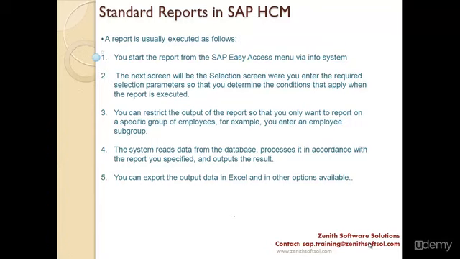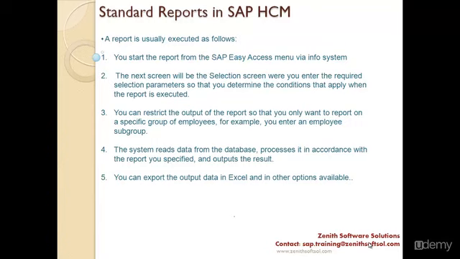The next step is that when you start the report from the SAP Easy Access menu, the next screen will be the selection screen, where you have to enter some selection parameters, so that you are telling the report, hey, go and apply these conditions and get me the output. So basically you are restricting the output of the report by putting some parameters.